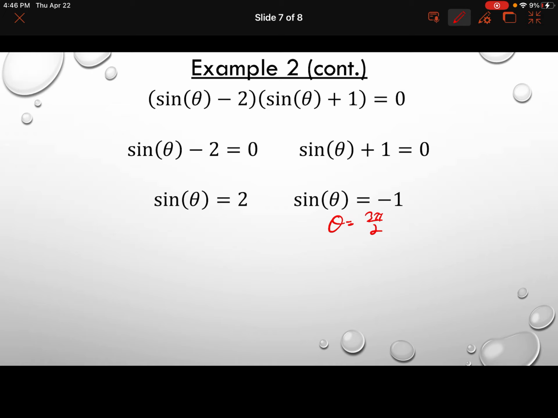It just so happens there is no point on the unit circle where the y value is 2. Hence, it's no solution. That first equation has no solution, and that can happen sometimes. There will be instances in which there will not be solutions for one of the parts of your equation. In this case, there was no solution for the sine of theta equaling 2, because once again, there is no point on the unit circle where the y value is equal to 2. So that means our only answer is 3 pi over 2.